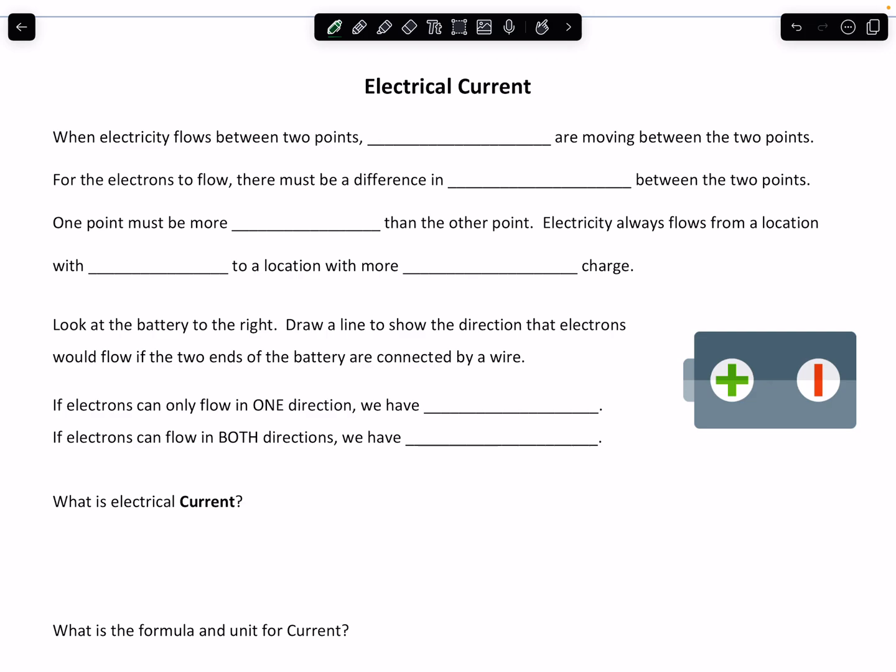If you didn't review the one on charge, I strongly suggest you go back and do that so you understand where these electrons are coming from that we're going to be working with. All right, so we're going to start with electrical current.